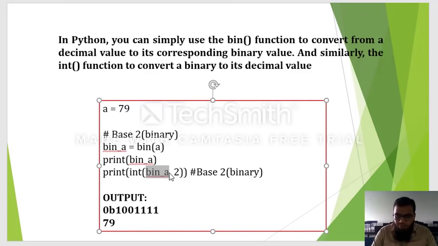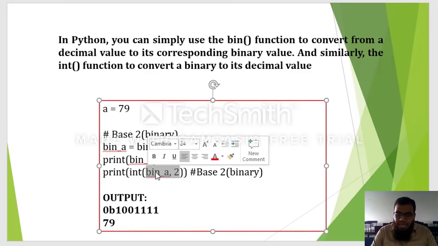That number should be given as an input, comma, 2. Okay, because binary is for base what? Base 2, right? So we need to give base 2. These two parameters have to be given to the integer function. Then this integer function will calculate and give it as a normal number.